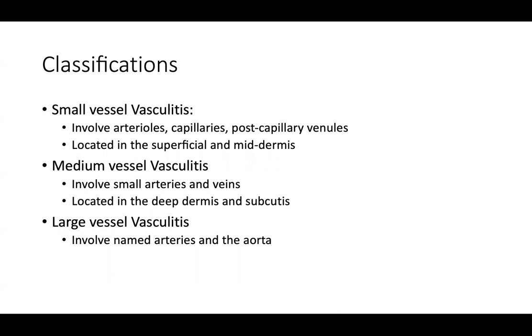and subcutis. And this is important because if you want to rule out a medium vessel vasculitis, you're going to need to get usually a wedge excision specimen, or else you're not going to be able to see the medium vessel vasculitis, and the pathologist is not going to be able to rule it out or rule it in for you. And large vessel vasculitis, this is typically involving larger arteries like the aorta.